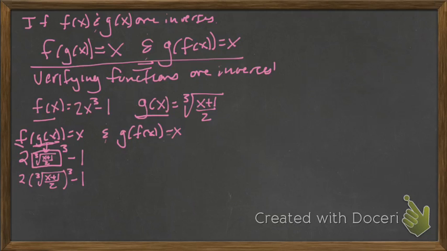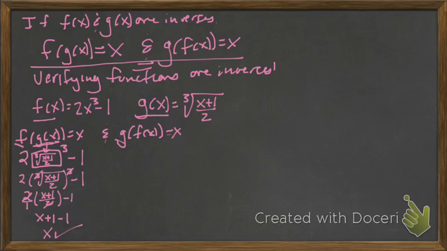Guys, if we cube this cube root, they undo one another, right? If you cube a cube root, they cancel. We're going to end up with 2 times the quantity x plus 1 over 2, take away 1. Since I'm multiplying by 2, it's the same as 2 over 1 times that fraction, x plus 1 over 2, these 2's cancel, and I get x plus 1 minus 1, and I get just x. So far, so good. Let's take a look at g of f of x.